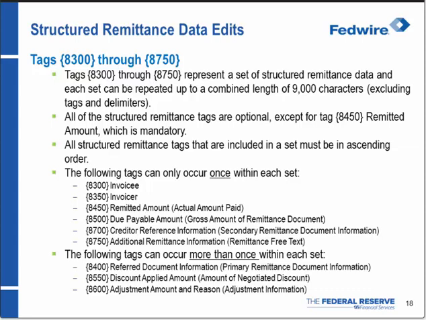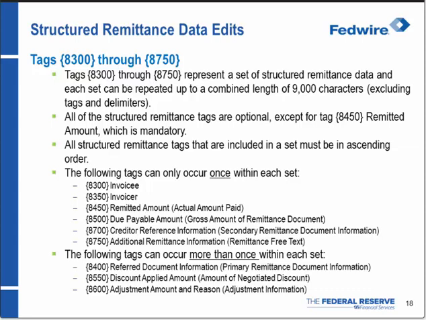Another edit is that the structured remittance tags, within each set, must be listed in ascending order. We're going to show you some examples of what it looks like. And then the next bullet is, within a remittance set, again, you can have multiple remittance sets within the 9,000 characters, but for each set, there are certain tags that can only occur once, and they're listed here on slide 18. And then the next bullet are the tags within each set that can actually occur more than once. So these three tags here can actually be repeated within each set.